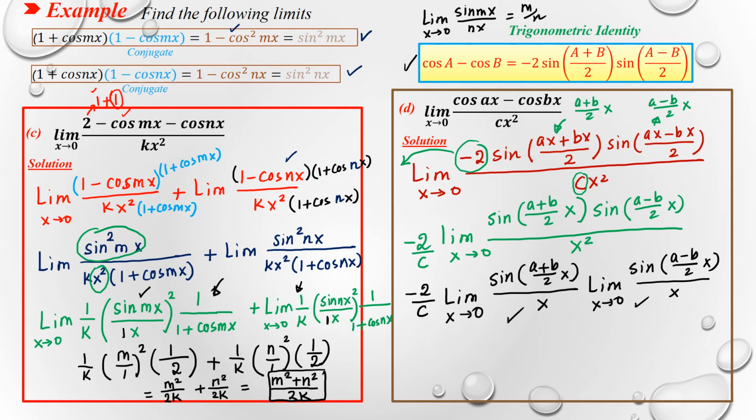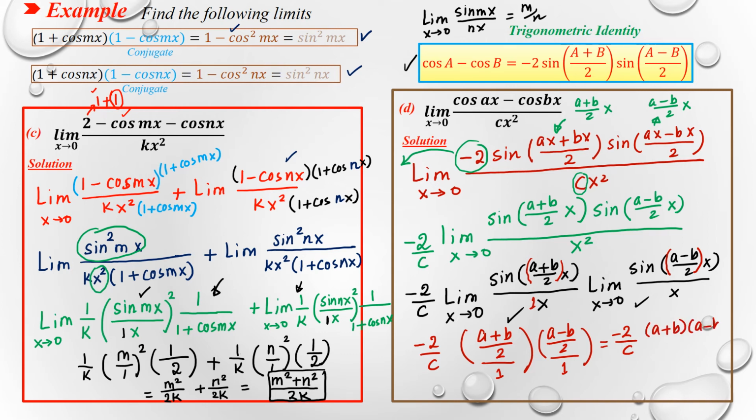Then we will get the final answer, minus 2 over c. The first limit will be a plus b over 2. This is the coefficient of x up, divided by the coefficient of x down, which is 1, times the coefficient of x up. So we have a minus b over 2 divided by the coefficient of x down. So we have minus 2 over c multiplied by a plus b times a minus b divided by 4.